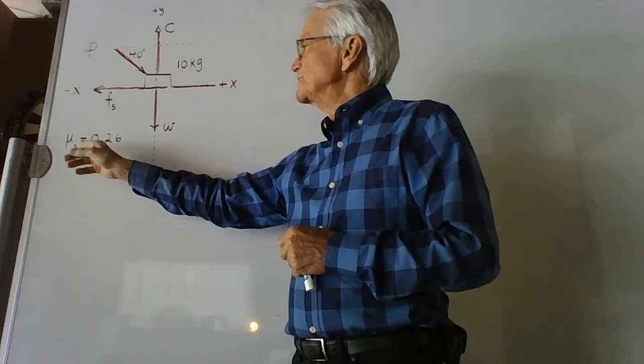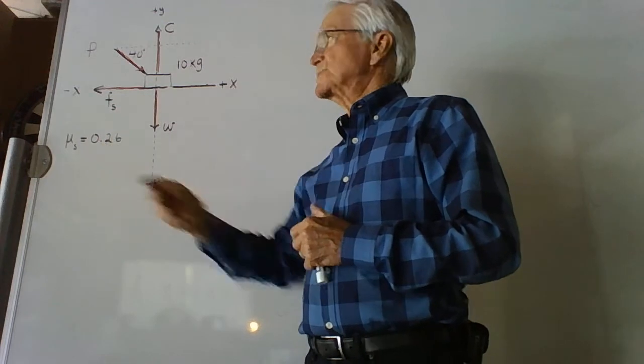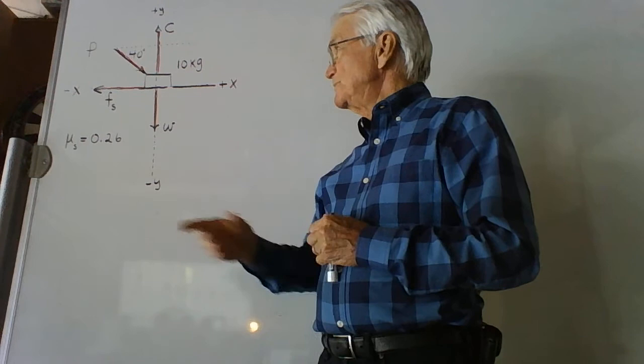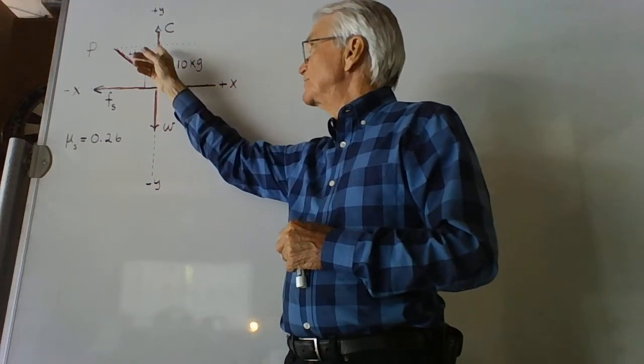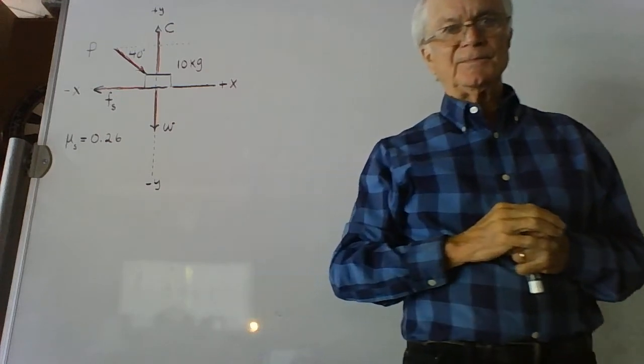The coefficient of static friction between the block and the tabletop is 0.26. Another force not yet named is a contact force between the block and the tabletop.